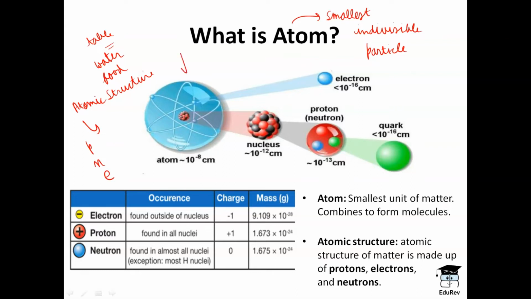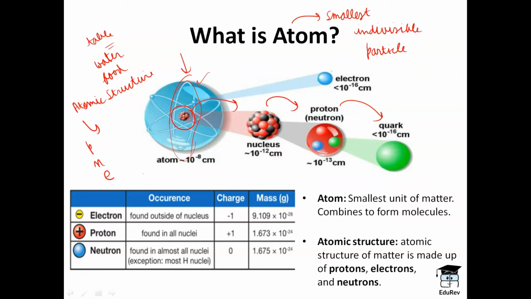So here is a model of an atom. Inside it is a nucleus. Nucleus contains protons and neutrons. Protons then further contain quarks, whereas electrons revolve around the nucleus.